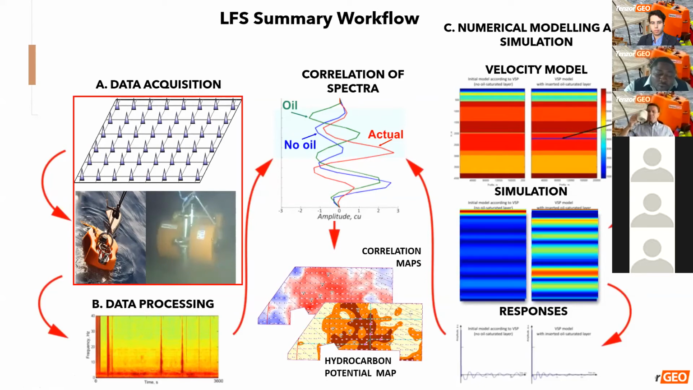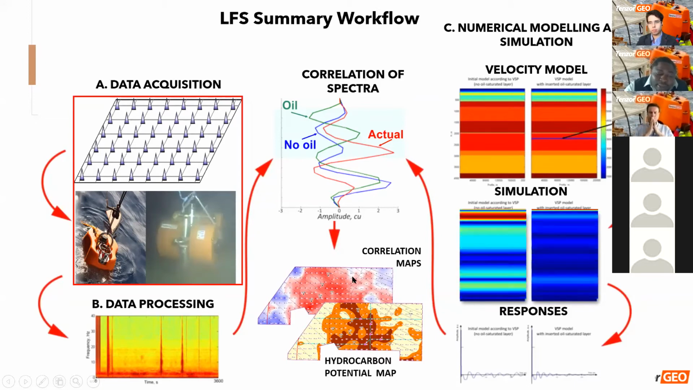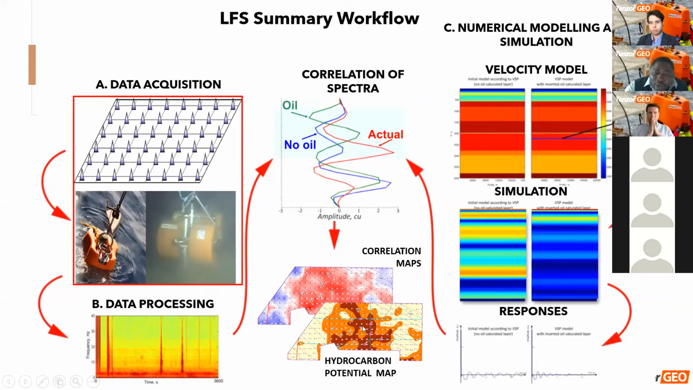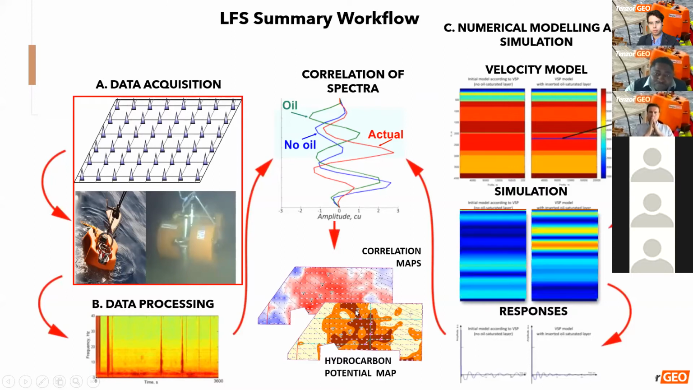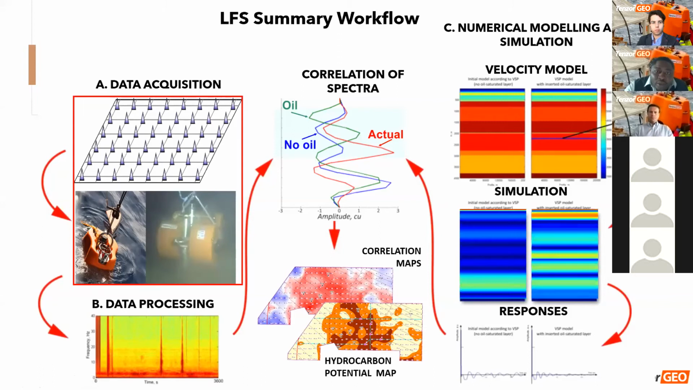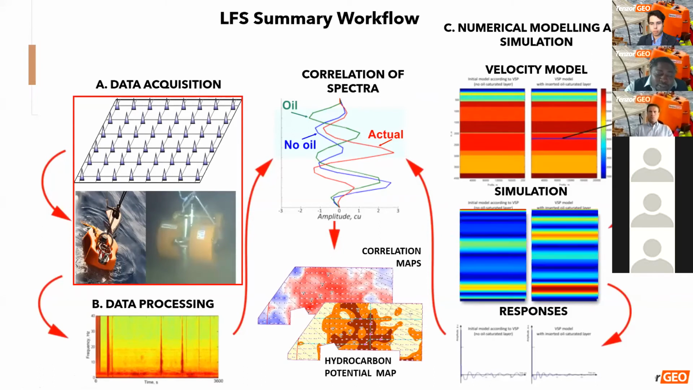And the result of this is this blue-red correlation map here, which is then ranked into a hydrocarbon potential map with high, medium, and low hydrocarbon potential zones, as seen in this one here. So this sums up basically the work method, or the method workflow, that we would use in TenzorGEO.